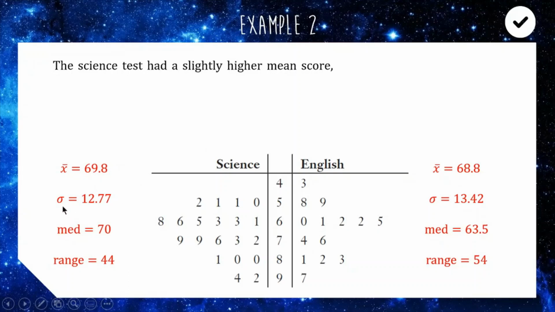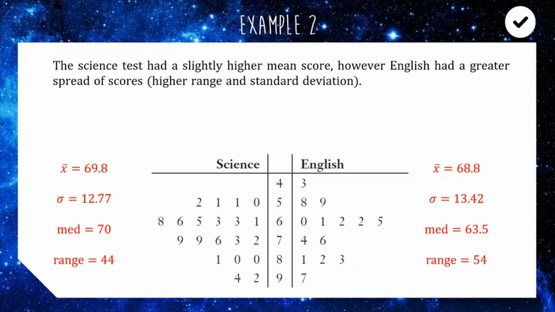So over here, we have a standard deviation of 12.77. Here we have 13.42. And if you remember from last lesson, I said that standard deviation measures spread. So a higher standard deviation means a more spread out data set. Okay, likewise with the range, we've got 44 here and 54 here. So that is enough evidence for us to say that this data set is more spread out than the science data set.